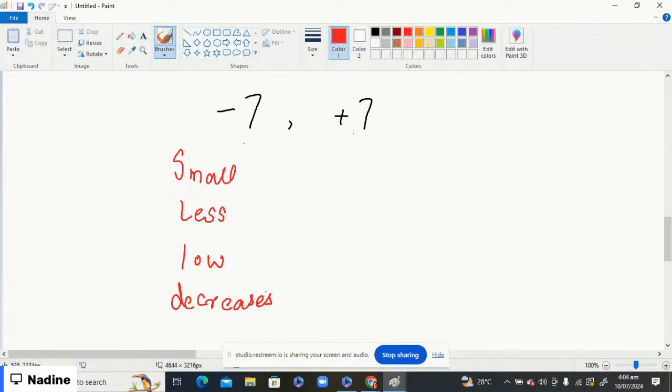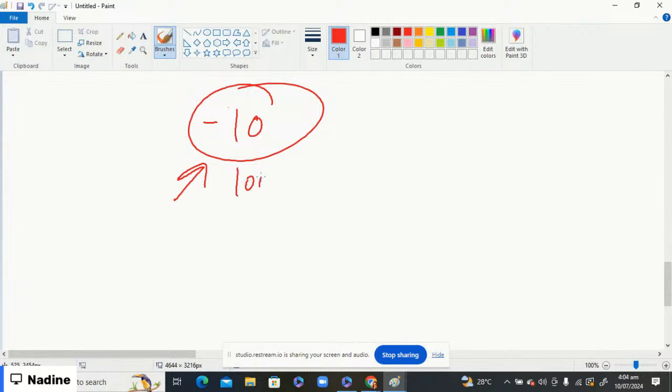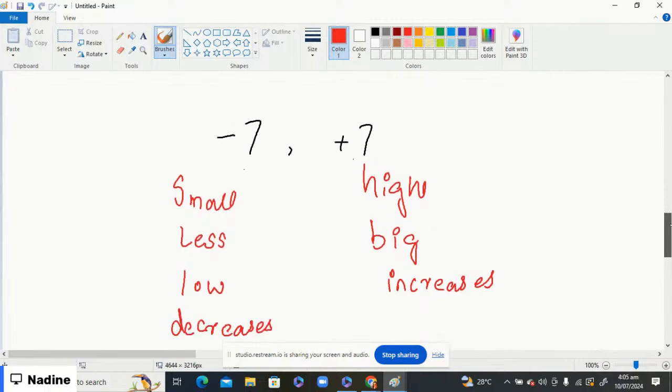Got it? When you check the positive one, it means it's high, it's a big thing, it increases something. For example, if we say this is a better thing, this is a good thing, we see that it's in positive integers. Now, if I say negative 10, this shows the very low amount. So we can say that this is a negative integer. You understand the types of integers, positive and negative integers?